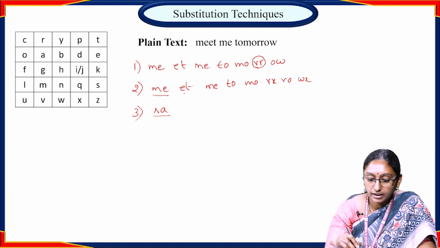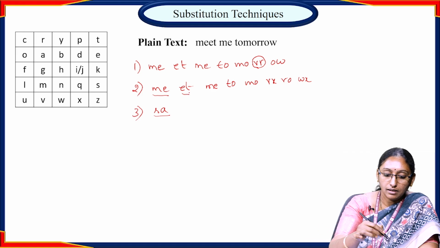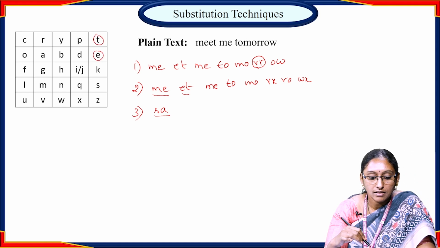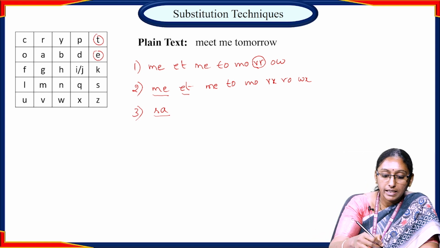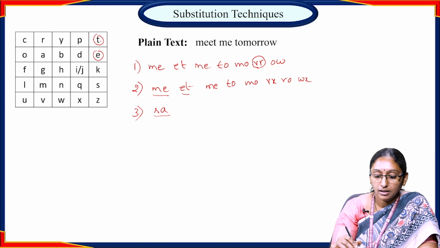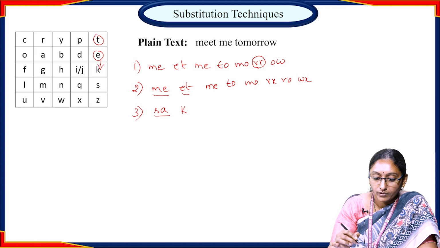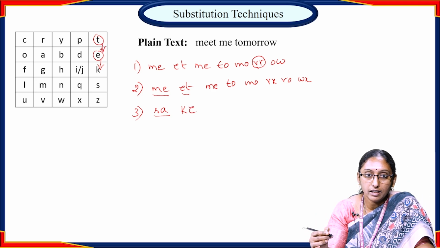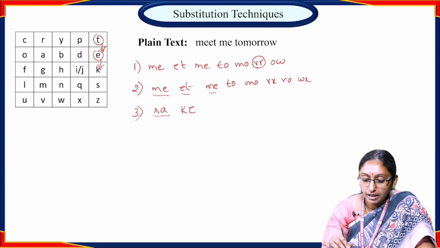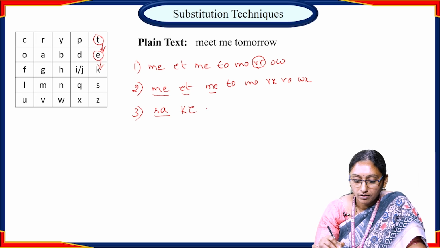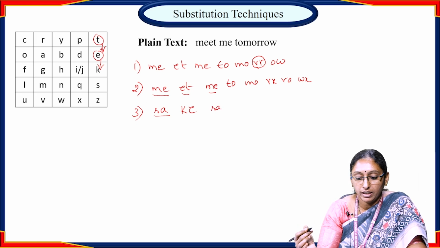The next diagram is ET, where E and T are in the 5x5 matrix. So both are in the same column. When the two letters are in the same column, they will be replaced by their immediately below letter. So that means E is replaced by K, T is replaced by E. E and T are replaced by K and E because they fall in the same column. Next, ME. ME we already replaced, so we can replace with the same letters, SA.